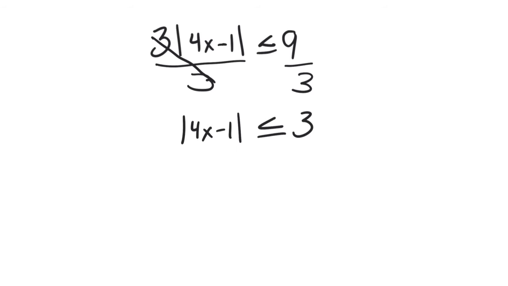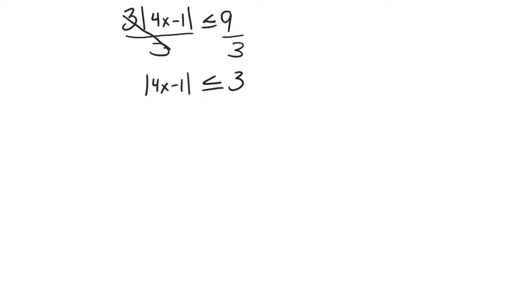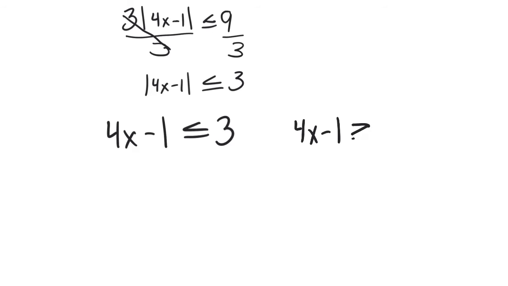Now we do our regular inequality stuff. This is the point where we would split this up into 2 different problems. So I want to set it up as 4x minus 1 is less than or equal to 3. Now the one where we keep our 3 positive, whatever's here comes down here, we're going to keep the sign the same. But on the one where we set it up to negative 3, we're going to say 4x minus 1, we get to flip the sign now.